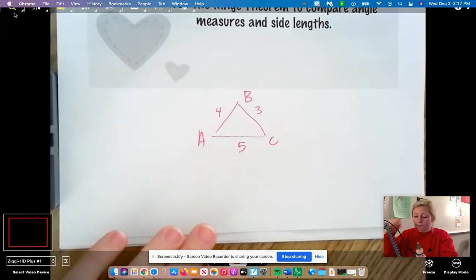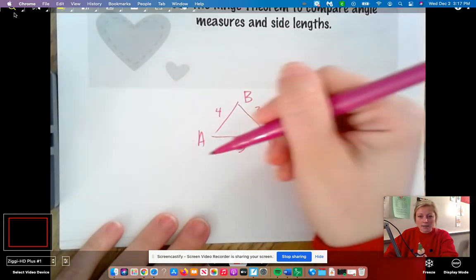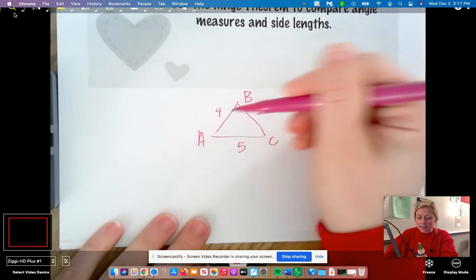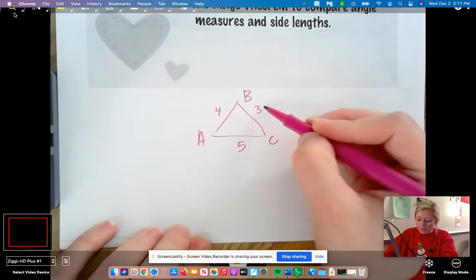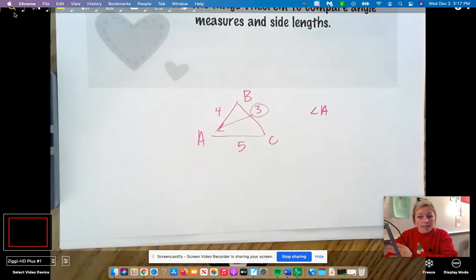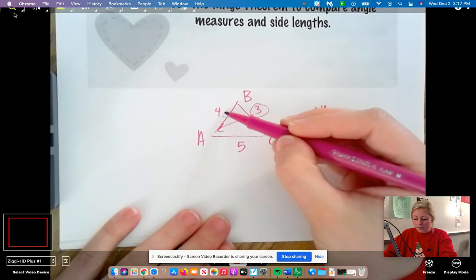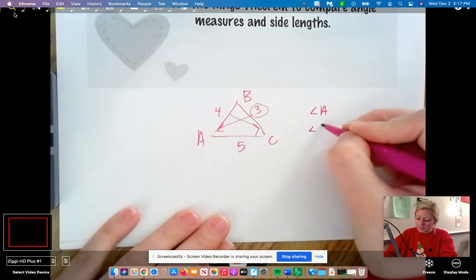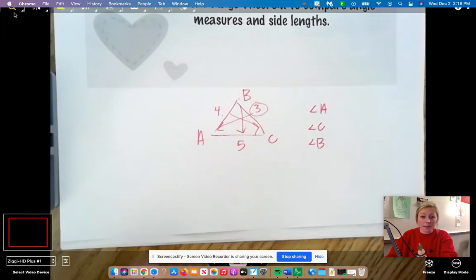In our other lesson earlier in the chapter, we were able to make comparisons of these angles based on what side they were across from. So we would say our smallest angle would be across from our smallest side, which is 3, so that would be angle A. And then our medium angle would be across from our medium side, which would be 4, so that'd be angle C. And then angle B would be our largest angle because it's across from the biggest side, right? Do you guys remember this?